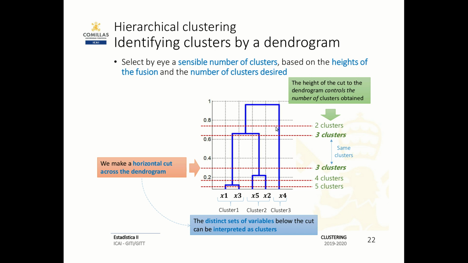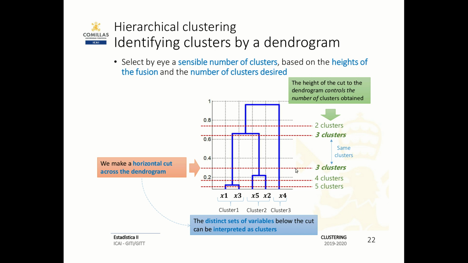crossing 2 points, and these 2 points make the clusters to be x4 independently, and then x1, x3, x5 and x2 all together into the same cluster. But then if instead of 0.75 we take 0.65, that is this other line, then we have 3 clusters because we are crossing the tree at 3 points. So we have x1 and x3, x2 and x5, and x4.